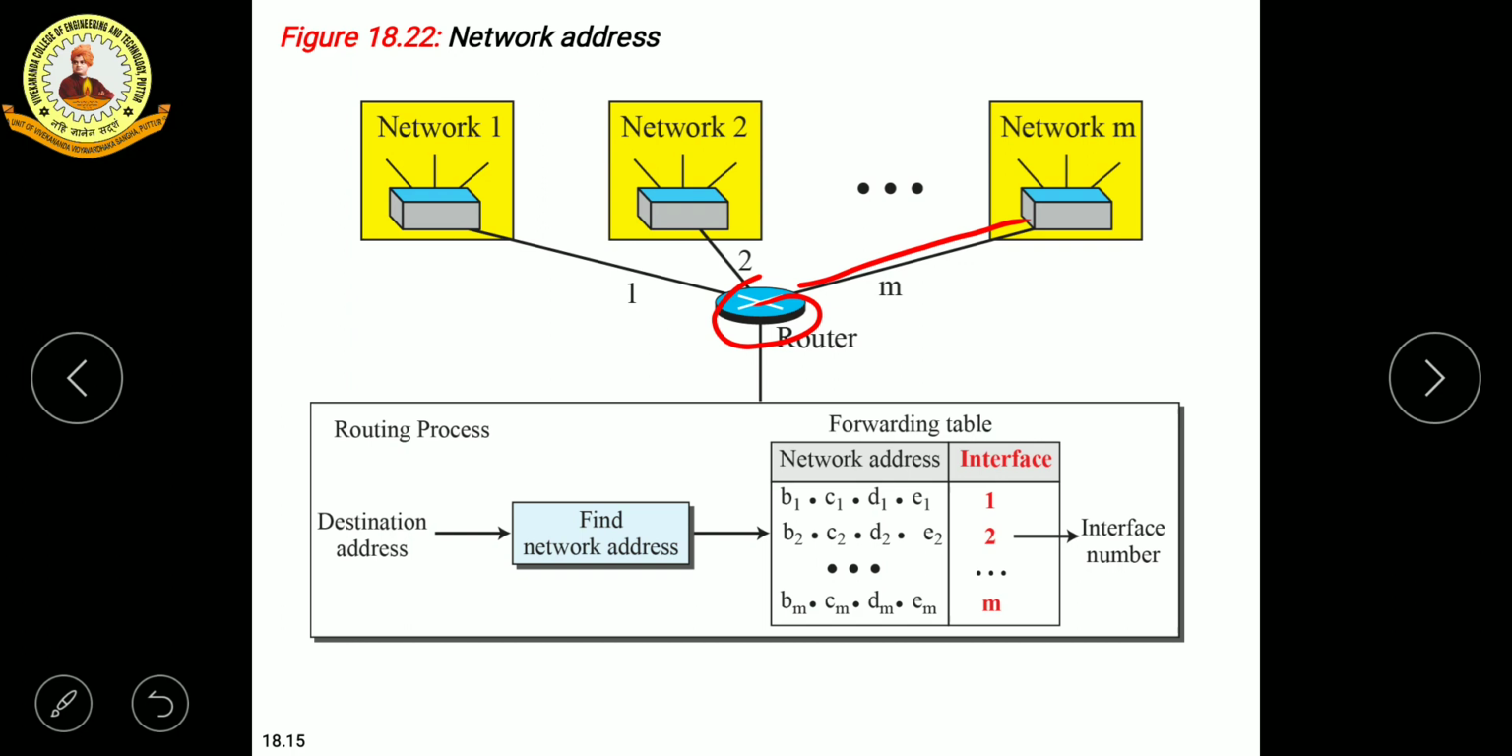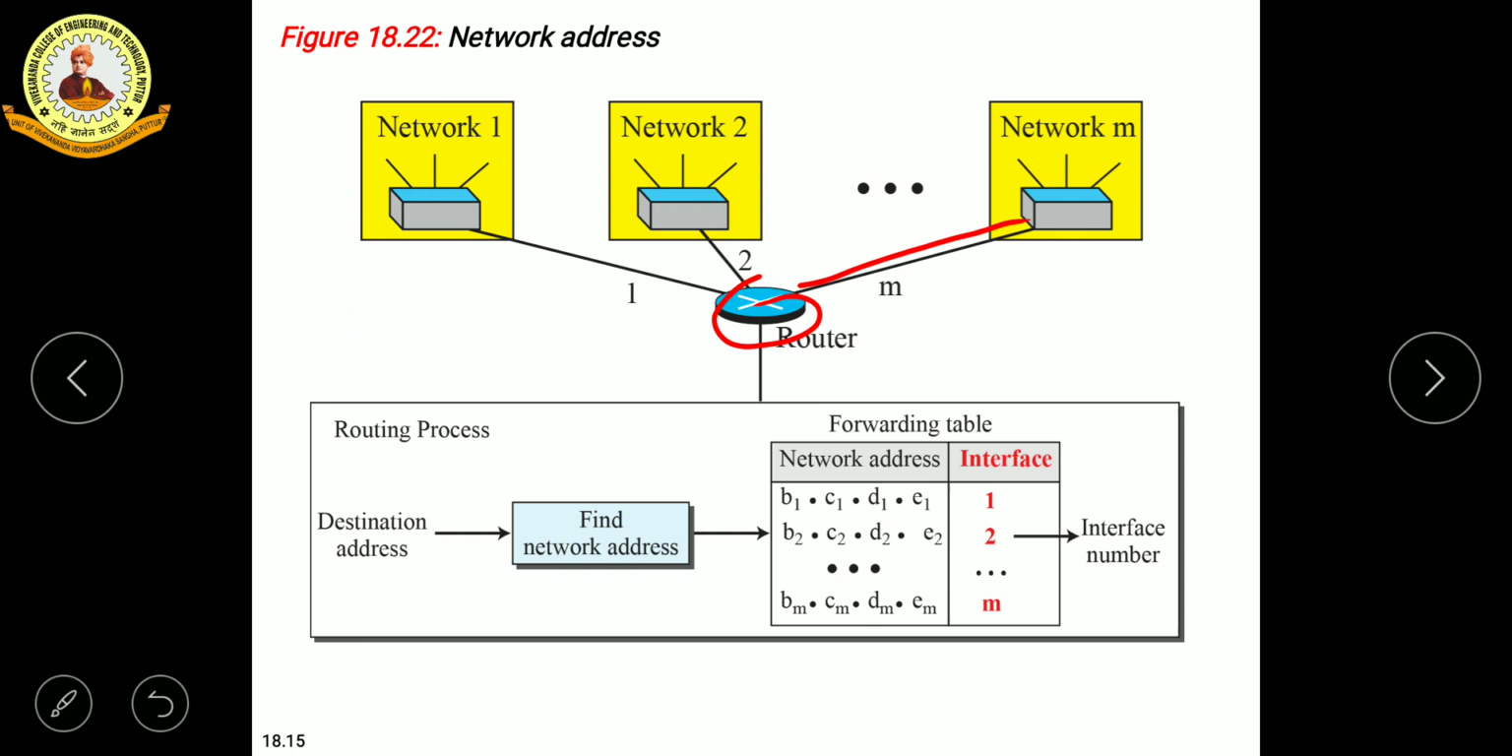So it has m interfaces. When a packet arrives at the router from any source host, the router needs to know to which network the packet should be sent, from which interface the packet should be sent out. When the packet arrives at the network, it reaches its destination host using another strategy that we will discuss in a later part of the computer network subject. So there are protocols for that.